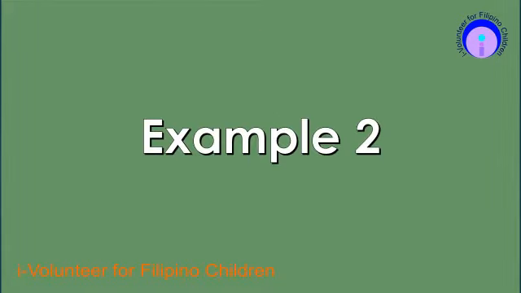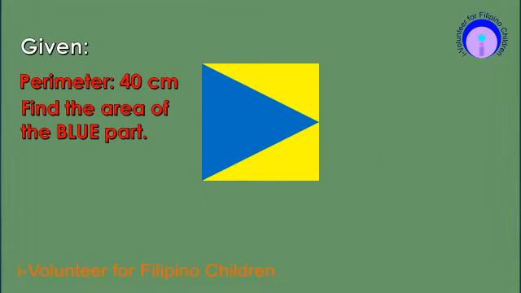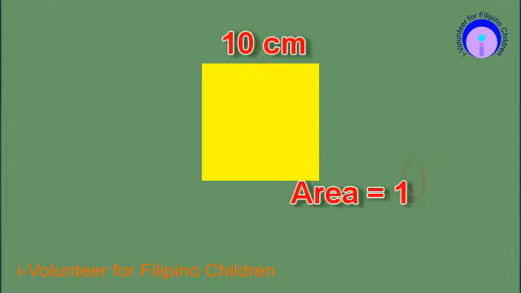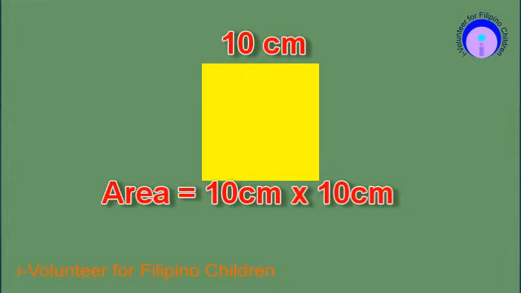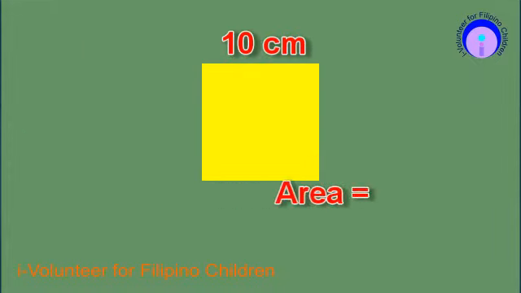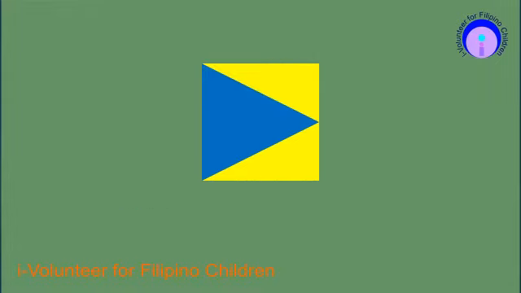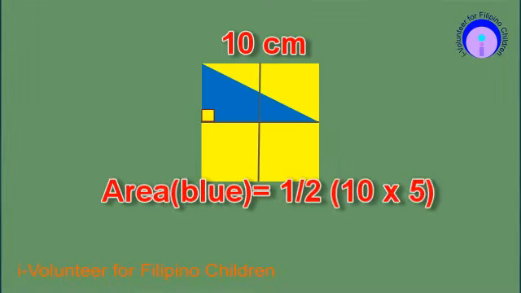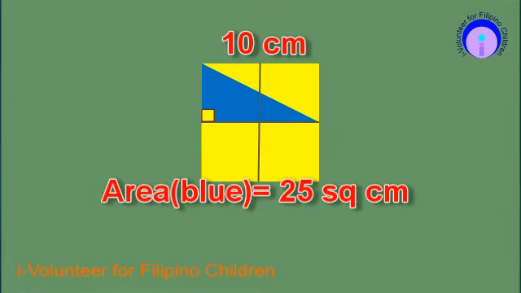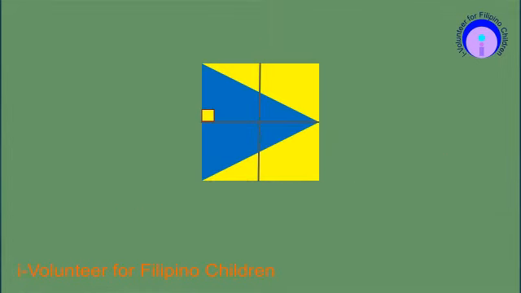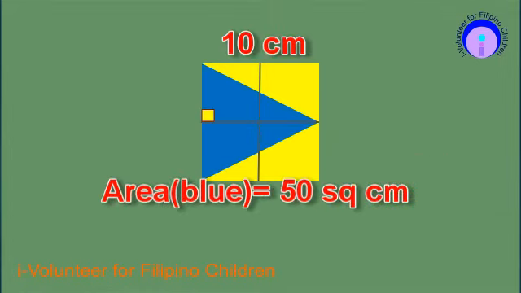Let's have another example. One side of the square is 10 centimeter, so area is equal to 100 square centimeter. Let's find the area of the blue one. And here is the final answer.